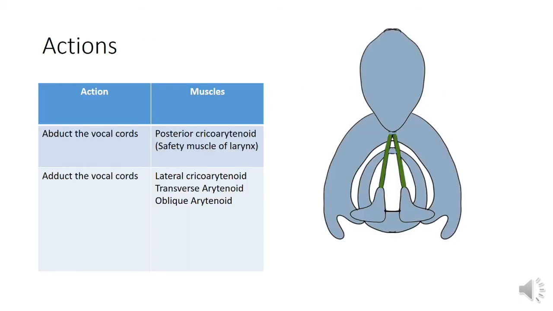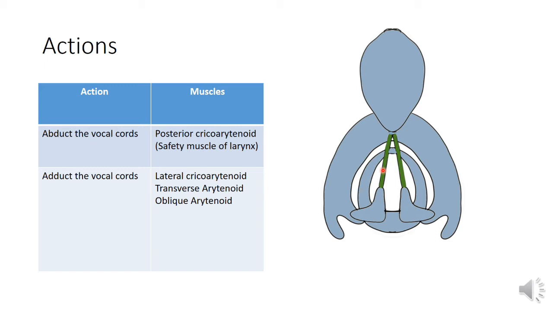Coming to the actions, there are 6 actions divided into 3 sets brought about by the intrinsic muscles of larynx. We will see each set separately. First, we will see the abduction and adduction of vocal cord. This is the vocal cord here. The intrinsic muscles of larynx bring about the abduction and adduction of vocal cord.